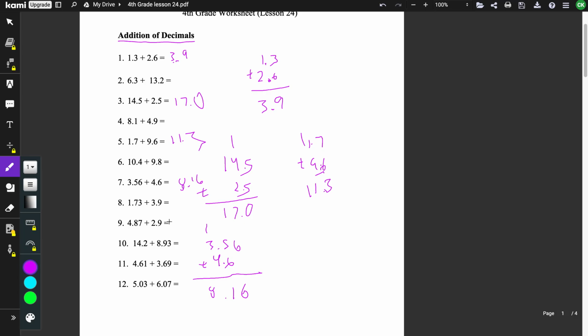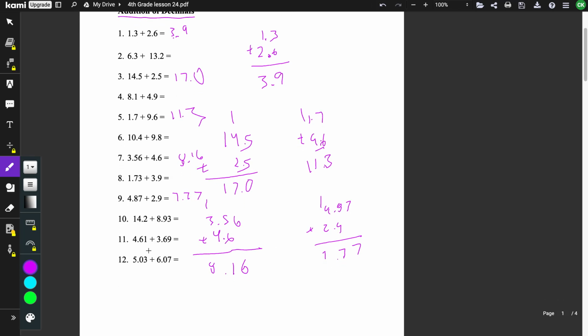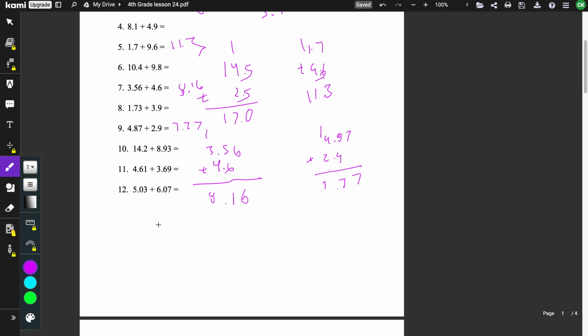All right, and then moving on, number 9, 4.87 plus 2.9, 7, and then 7, and then 1, which is going to give you 7, so that's 777, which is a pretty funny number in my opinion. But anyways, moving on, number 11, 4.61 plus 3.69. Treat it like you're basically doing your subtraction, and you get 4.3 as your answer for number 11.